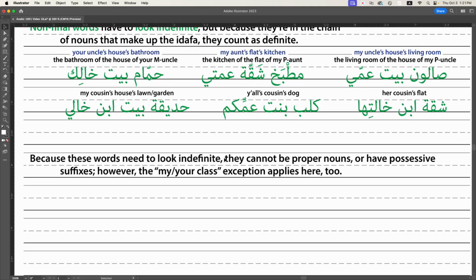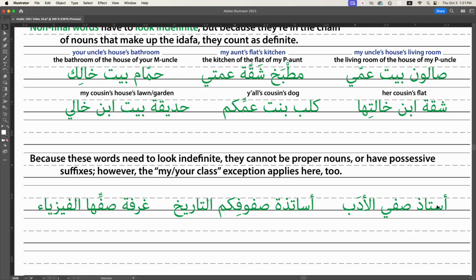So because these words need to look indefinite, they can't be proper nouns or have possessive suffixes. However, the my or your class exception applies here too. So we could say Ustad Safi al-Adab. Al-Adab is literature. Safi, my class, and Ustad. So Ustad clearly looks indefinite, but it's owned by Safi. The breaking of the rule here is that Safi is marked as definite even though it's not the last word in the idafa. And this is a very common formulation.